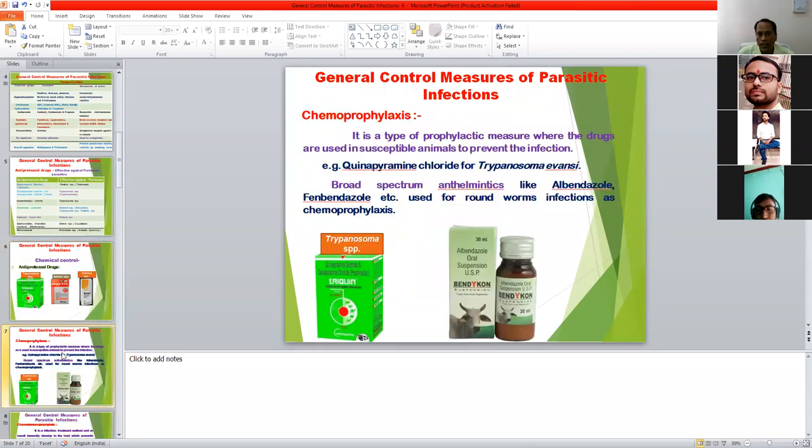Then come to chemoprophylaxis. Chemo means chemical drugs, prophylaxis means to prevent the infection. So chemoprophylaxis is a type of prophylactic measure where drugs are used in susceptible animals to prevent the infection. Generally vaccine is used as an immunoprophylaxis to prevent the infection or prevent the disease occurrence. Here in chemoprophylaxis, chemical drugs are used in a susceptible animal, means an animal in which infection can occur, to prevent the infection. In the list of prophylaxis drugs, quinapyramine chloride acts as a chemoprophylaxis drug for Trypanosoma evansi.